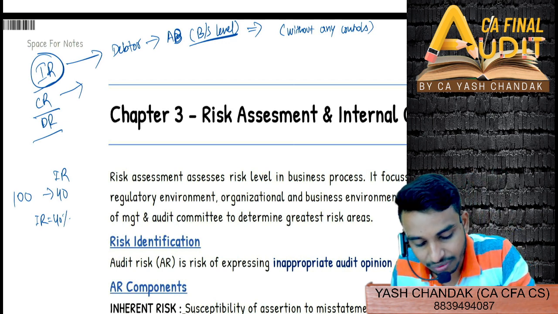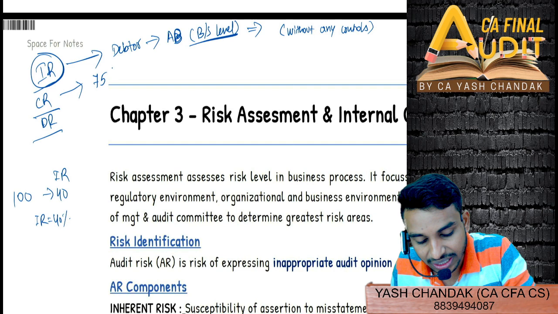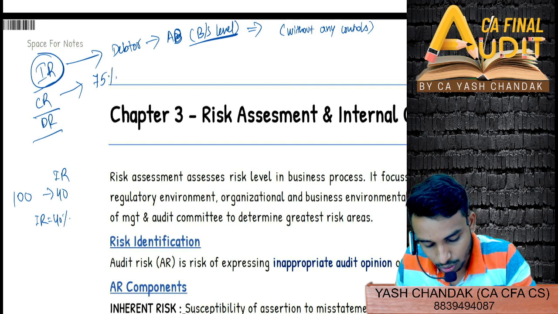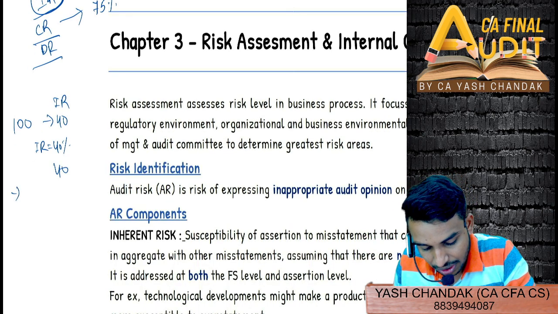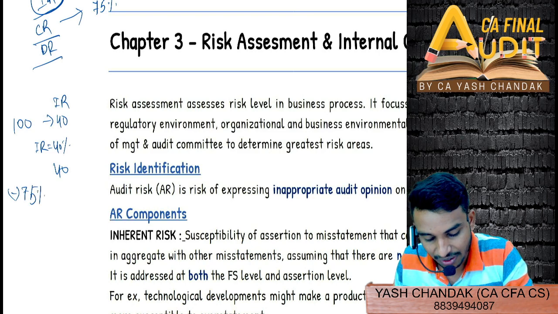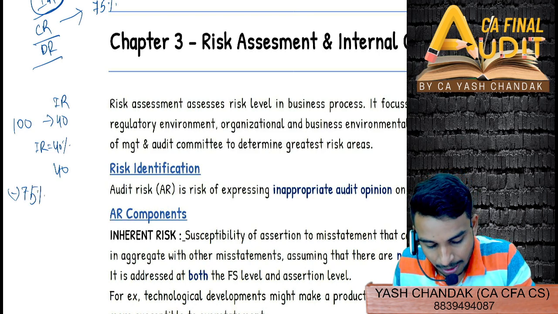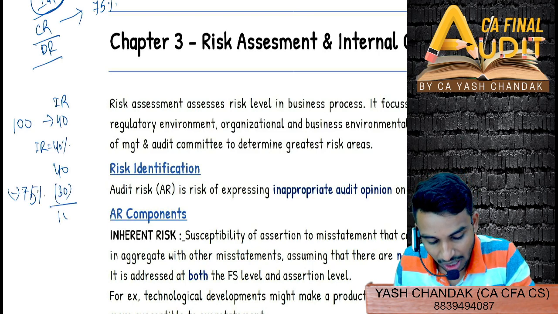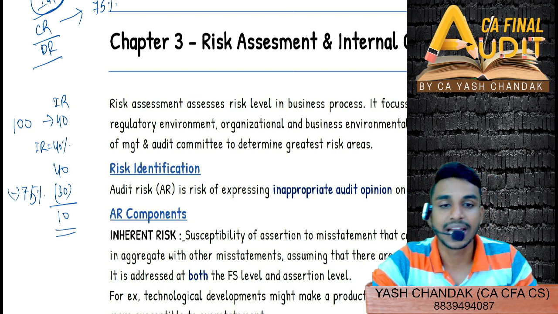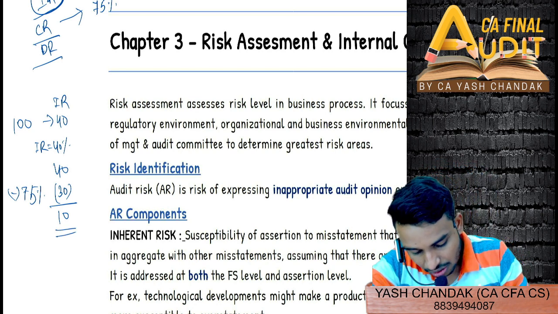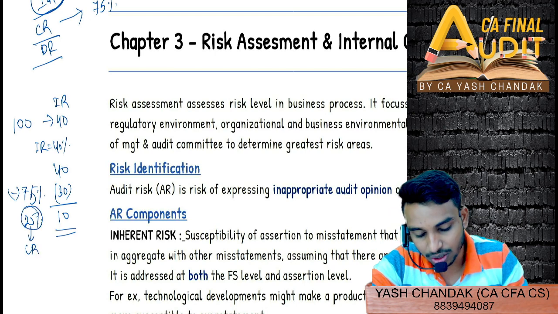Similarly, I applied controls on the financial statement items so that I can mitigate those inherent risks. And suppose the controls were able to mitigate effectively by 75%. That means out of 40, 75% of misstatements are reduced. That means 30 misstatements are reduced. I am left with how much? 10 misstatements. So 25% is my what? Control risk. 25% is my control risk.